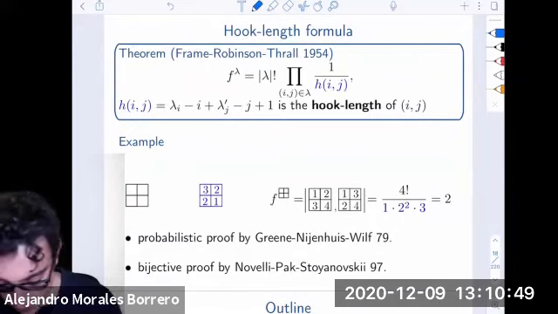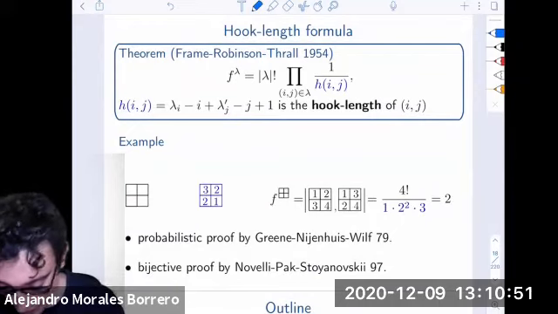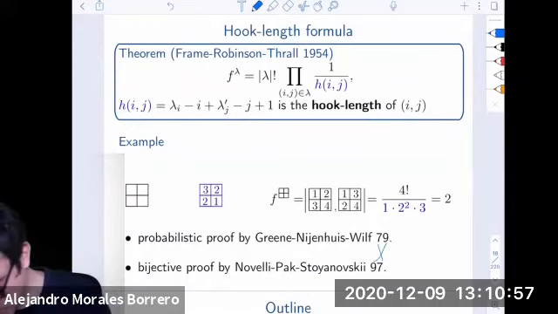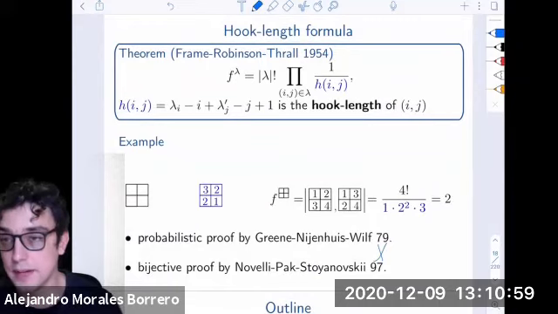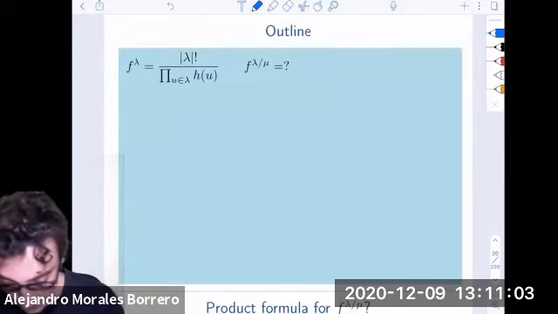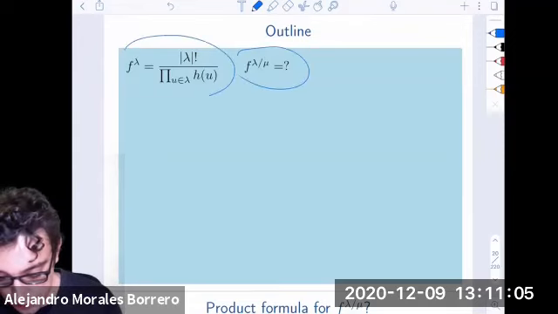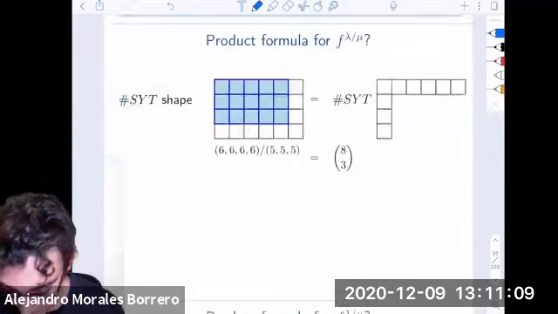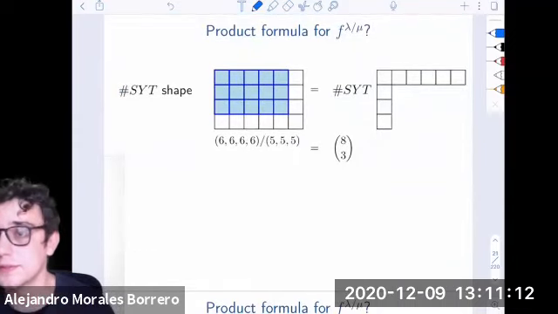And there are lots of proofs, but let me highlight 2 proofs. The probabilistic proof by Green, Nijenhuis, and Wilf from 79, and the bijective proof by Novelli, Pak, Stoyanovsky in 97. Okay, so here is the hook length formula. What happens for the number of standard tableaux of skew shape? Are there any questions so far?